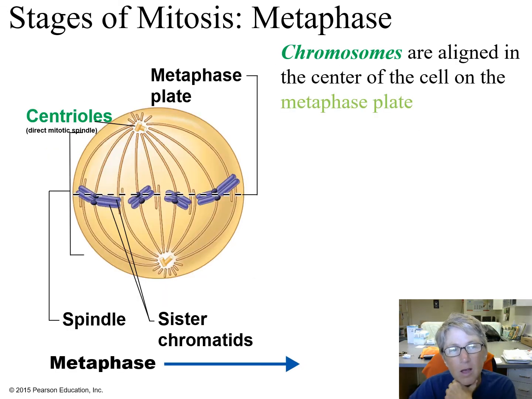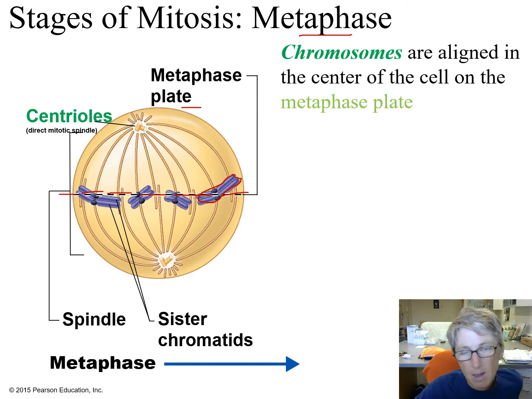All right, next stage of mitosis is metaphase. In metaphase, the chromosomes, so that's these purple things, they're chromosomes, but they're in sister chromatid form because they're duplicated chromosomes. The chromosomes are aligned in the center of the cell. That's what these dashed lines show you. That's the center of the cell, and they're all lined up. And this plate, it's an imaginary plate. It's called the metaphase plate, and that's where all the chromosomes line up.